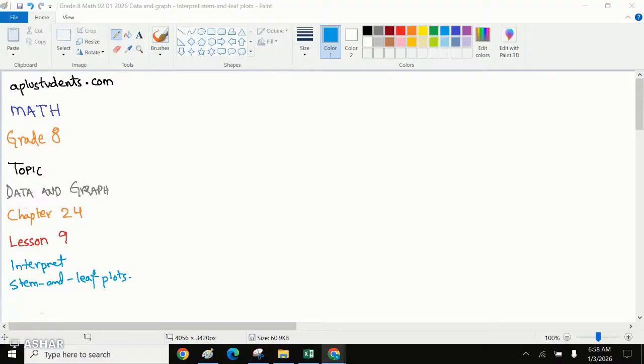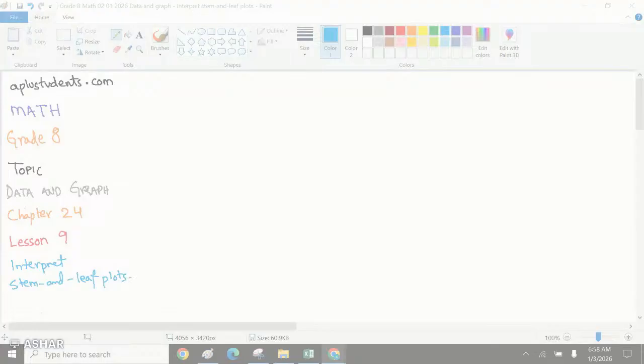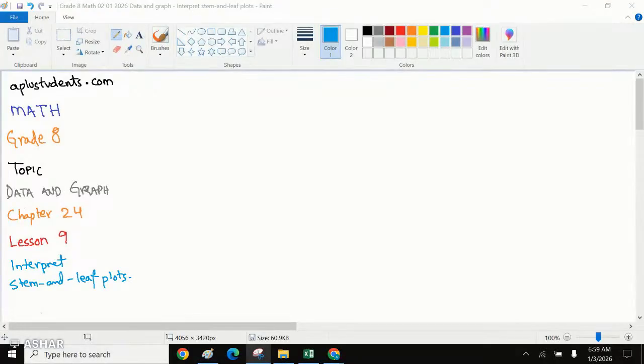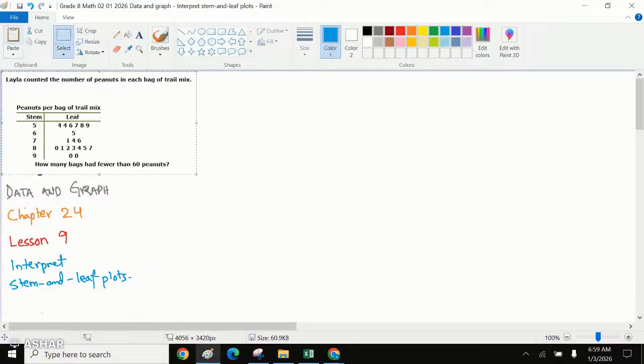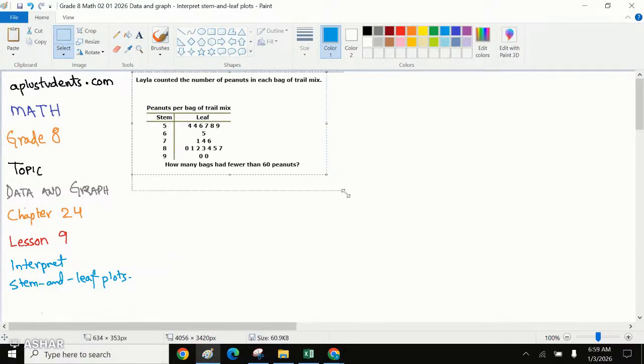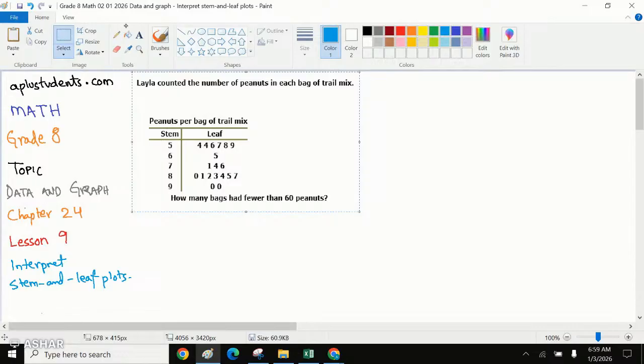So we go to Maths, grade 8, chapter 24. Let's do data and graph, and the lesson number is lesson number 9. Okay. So let's see what happens in a stem and leaf and how do we study a stem and leaf. Let's copy the first question. Okay. So in case of a stem and leaf, whenever a stem and leaf is given, it would be a comparison graph, right? So I'll just explain the question while we're doing. Lila counted the number of peanuts in each bag of a trial mix.